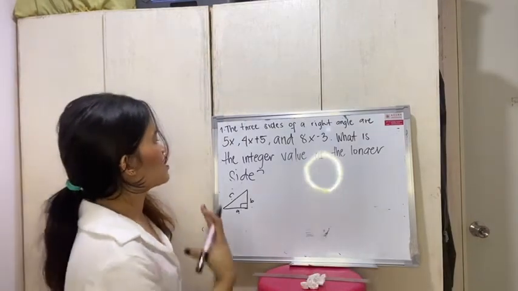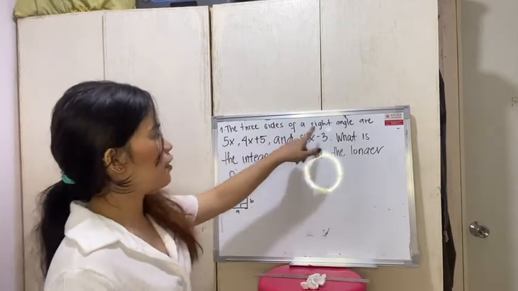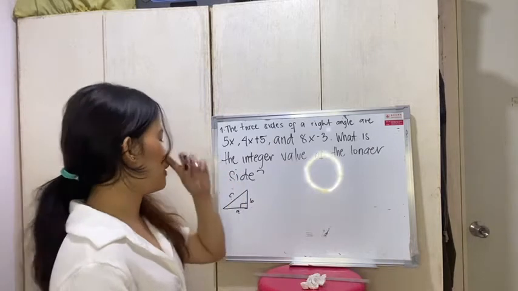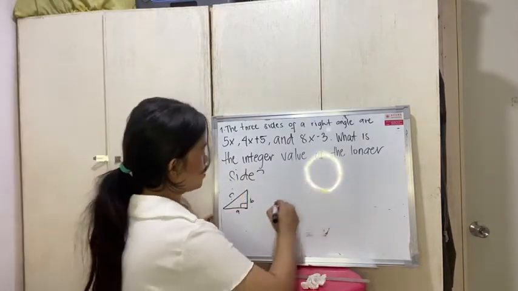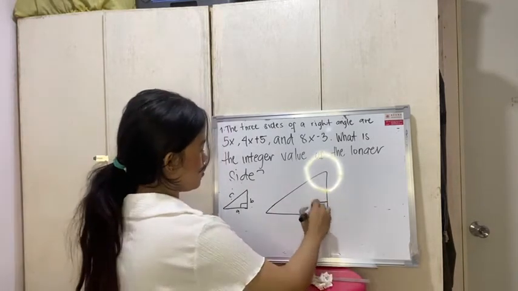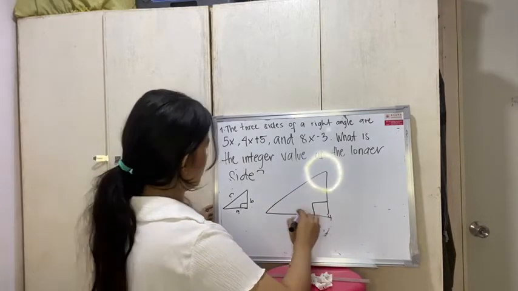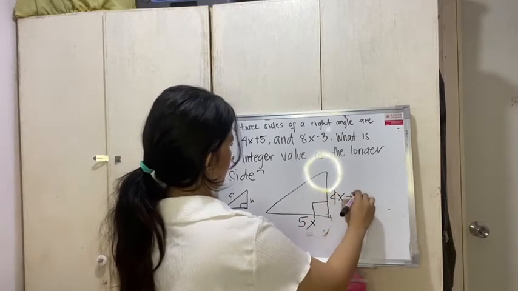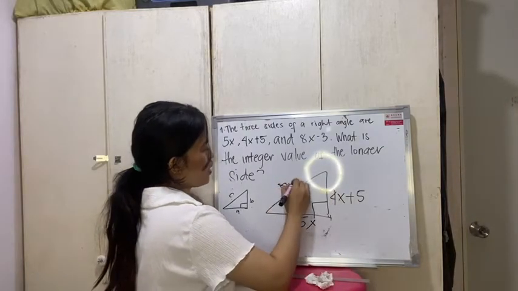Now let's go back to the problem that was presented earlier. The three sides of a right triangle are 5x, 4x plus 5, and 8x minus 3. What is the integer value of the longer side? So we have here a right triangle. The values of the two legs are 5x and 4x plus 5, and the value of our hypotenuse is 8x minus 3.